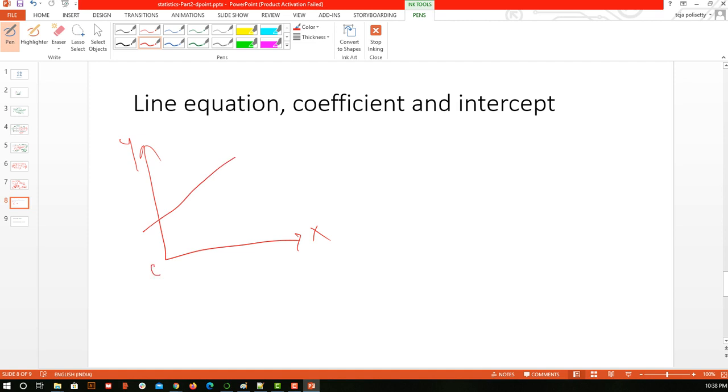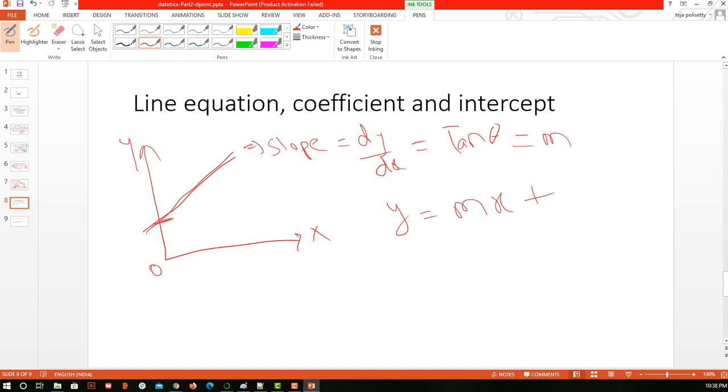This is my 0. Here this line is nothing but my slope, and slope is dy by dx, which is nothing but tan theta. So the line equation is y equals the slope, tan theta, which we represent as m, so y = mx + c, where c is the intercept. If the line is passing through 0, then our c becomes 0. I hope this makes sense. So this m is the slope.